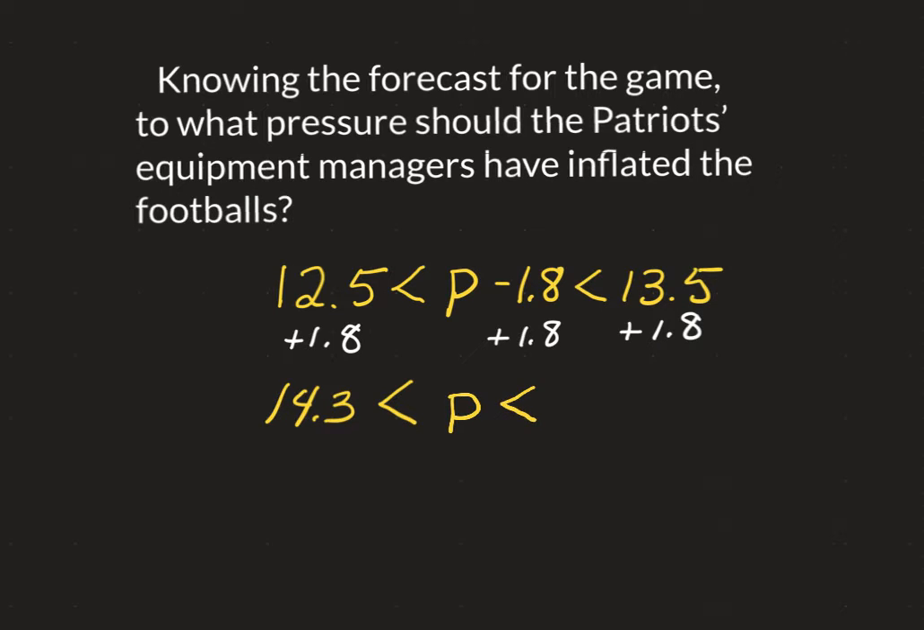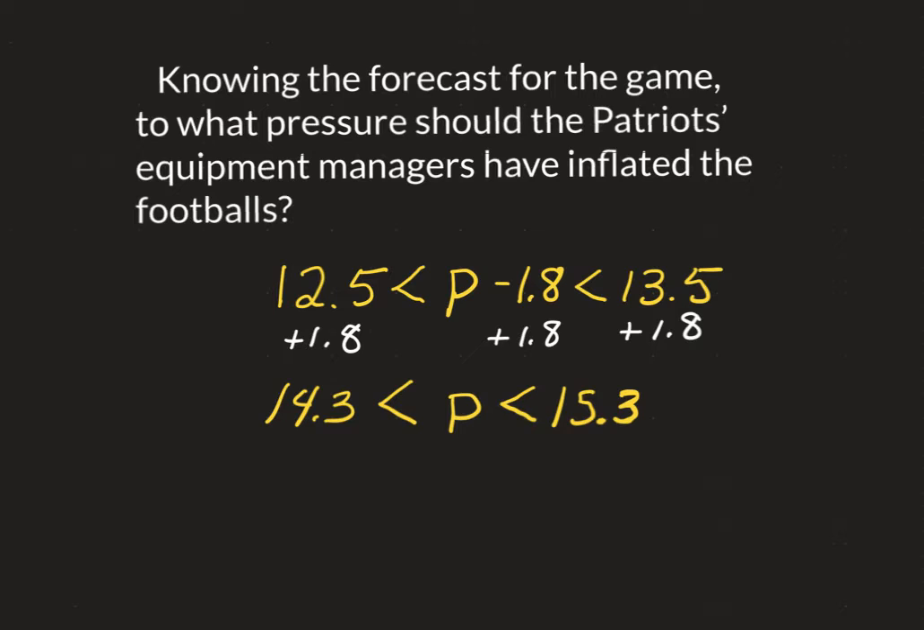Let's take a look at the other side of the inequality. If we add 13.5 and 1.8, we're going to get 15.3, which is very consistent. We started out with a difference between 12.5 and 13.5 of 1 pound, and we wound up with a difference between 14.3 and 15.3 of 1 pound. Everything is still just as balanced as it was. The values are just different.